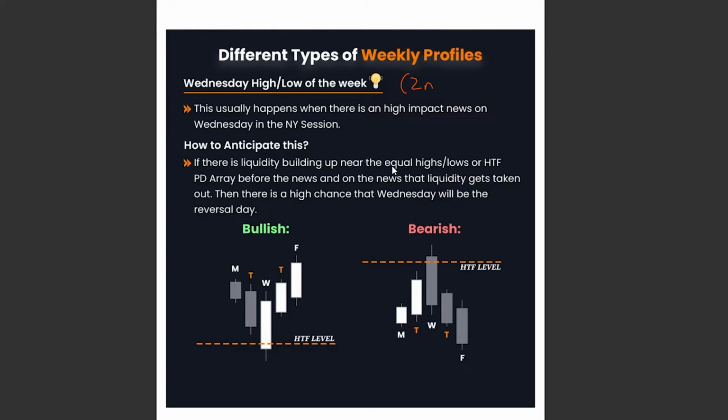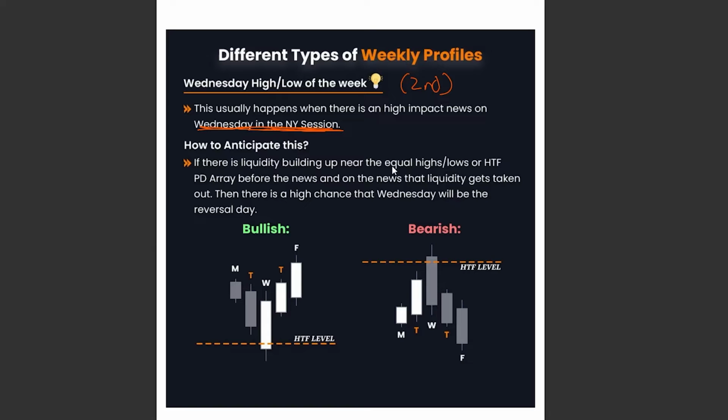Second type of weekly profile: Wednesday high and low of the week. This is pretty similar to the Tuesday high and low of the week, but instead of having the red folder news on Tuesday, we have the red folder news on Wednesday in the New York session. This is the single difference between Tuesday high and low of the week and Wednesday high and low of the week. And what is the explanation or anticipation of this move?